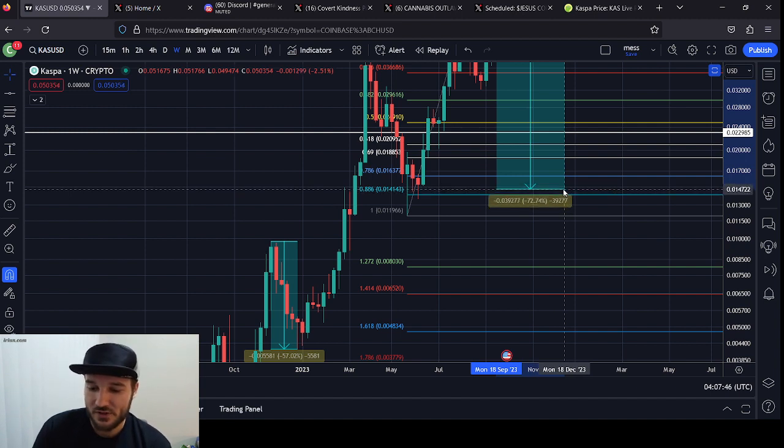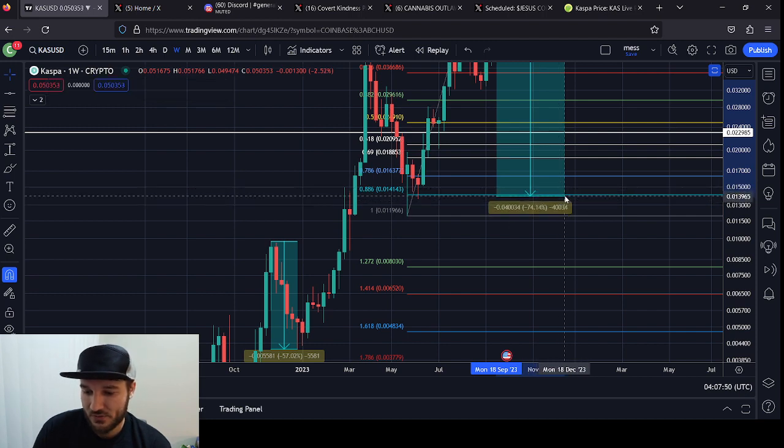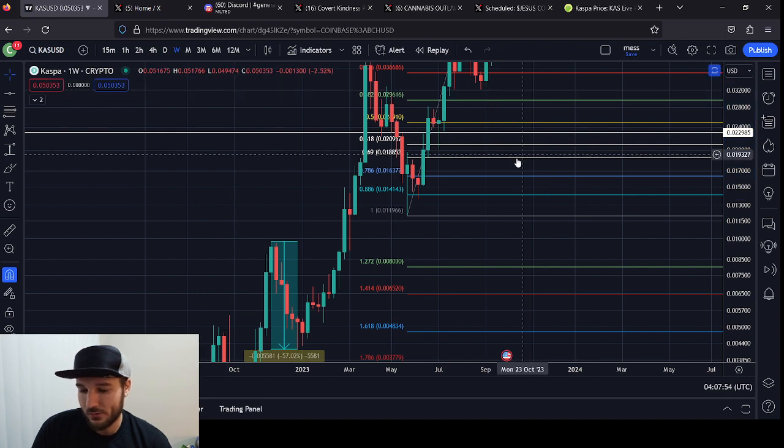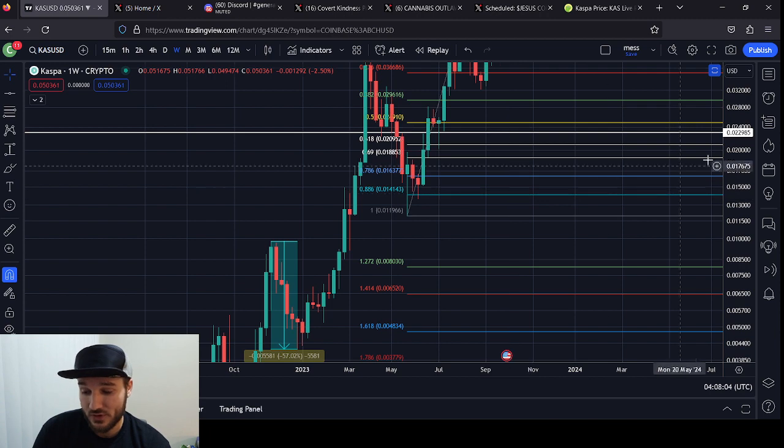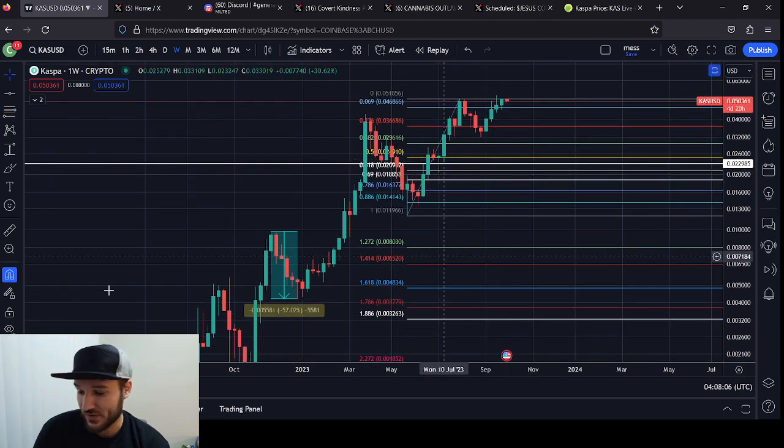mind you, a 72% drop would take us close to this 886, and a 74% drop, something like that, would take us around it as well. All of which are possible. So anything between about 2.3 cents to potentially 1.4 cents is possible for Kaspa in this downtrend.